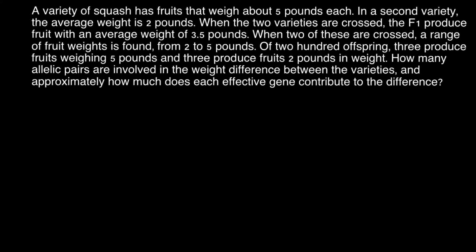A variety of squash has fruits that weigh about 5 pounds each. In a second variety, the average weight is 2 pounds. When the two varieties are crossed, the F1 generation produces fruit with an average weight of 3.5 pounds. When two of these are crossed, a range of fruit weight is found from 2 to 5 pounds. Of 200 offspring, 3 produce fruits weighing 5 pounds and 3 produce fruits weighing 2 pounds.